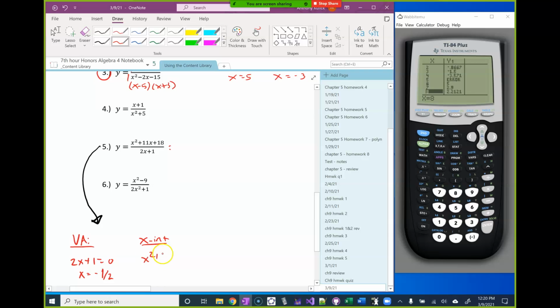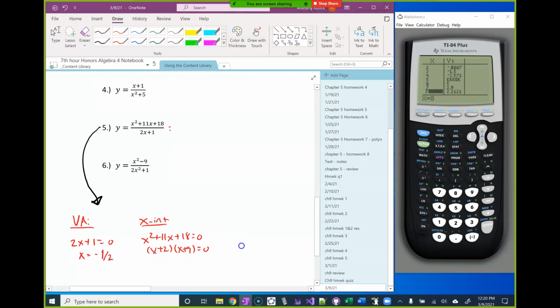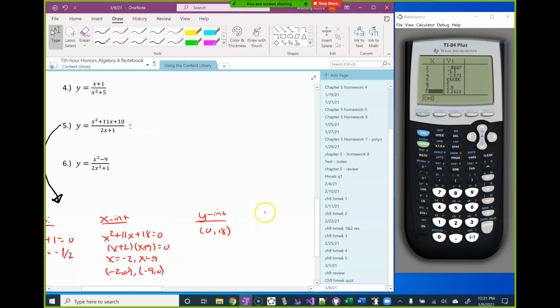So to solve the numerator, the y-intercept, when I plug 0 in for x, I basically just get 18 over 1. And then my last thing is my horizontal or other asymptotes. So here I notice that the degree of the numerator is 2, and the degree of the denominator is 1. In this situation, I'm going to have that slant or oblique asymptote.